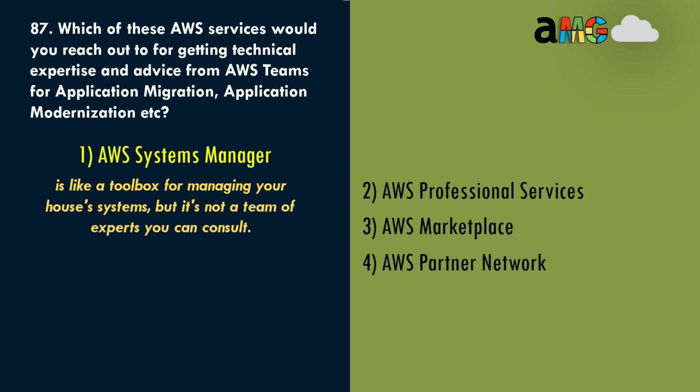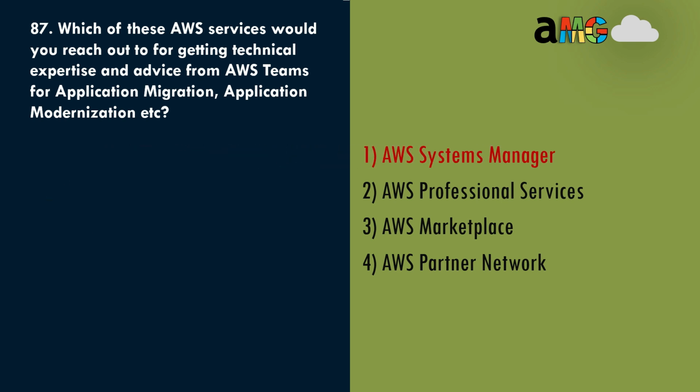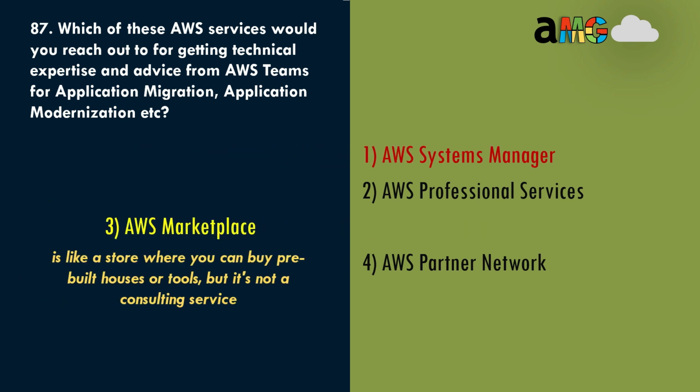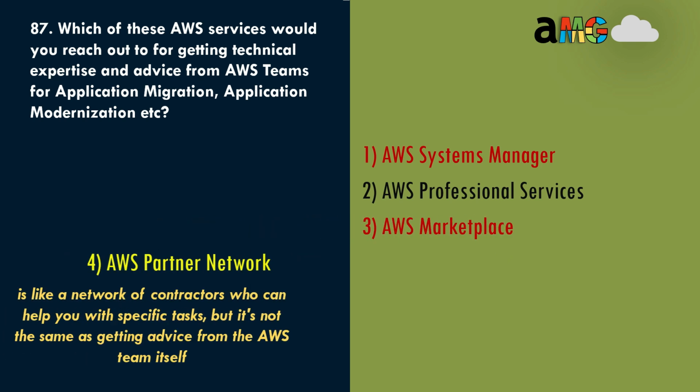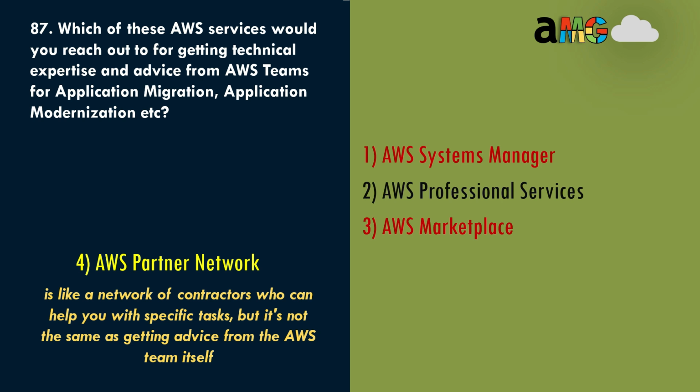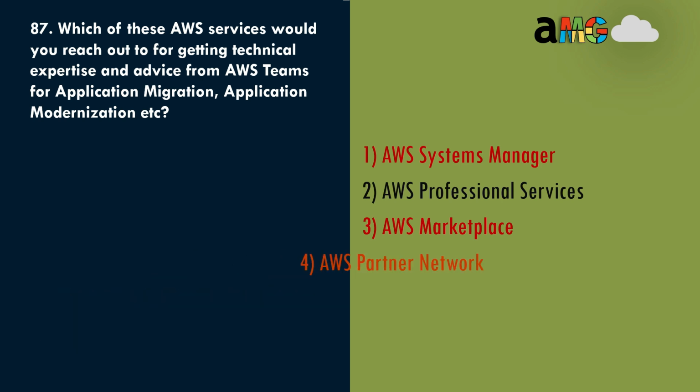Option 1, AWS Systems Manager, is like a toolbox for managing your house's systems, but it's not a team of experts you can consult. Okay, so this is the wrong answer. Option 3, AWS Marketplace, is like a store where you can buy pre-built houses or tools, but it's not a consulting service. Okay, so this is also the wrong answer. Option 4, AWS Partner Network, is like a network of contractors who can help you with specific tasks, but it's not the same as getting advice from the AWS team itself. Okay, so this is the wrong answer.